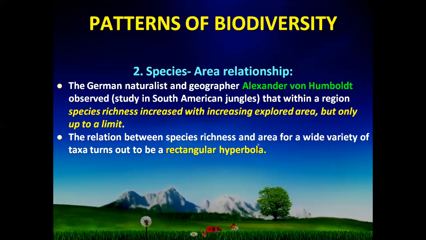Okay. Then species area relationship. The German naturalist and geographer Alexander von Humboldt observed, studying in South American jungles, that within a region, species richness increased with increasing explored area, but only up to a limit. The relation between species richness and area for a wide variety of taxa turns out to be a rectangular hyperbola.